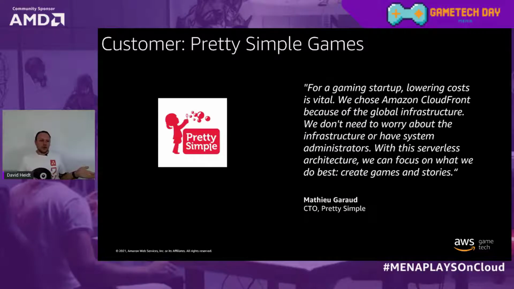Now, when we look at our customer Pretty Simple Games, this is a very small startup. Maybe they have grown in the meantime, but still, when you have limited resources, the key to success or the key to moving forward in a business is that you use a service that is fully managed. And this is what they did with CloudFront. They just have a small team, but CloudFront can be fully self-operated by any developer. So it gives them a massive benefit to reach global scale.